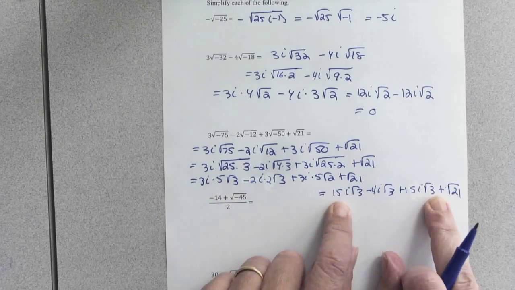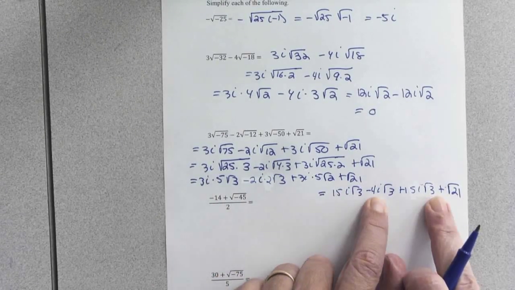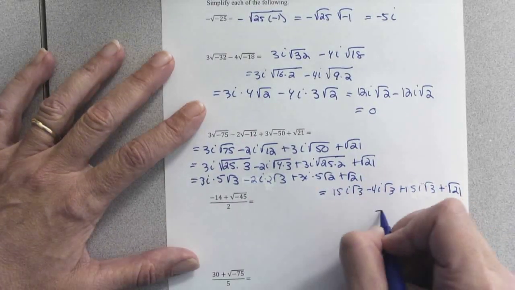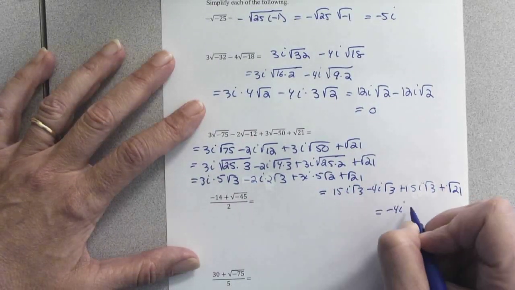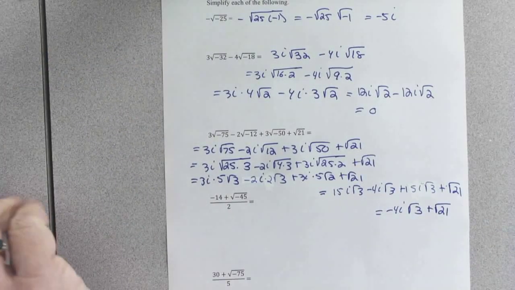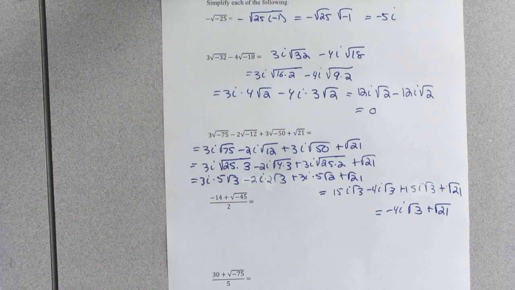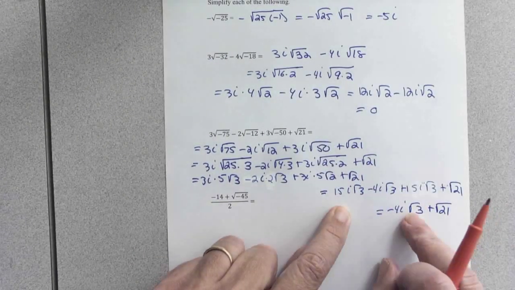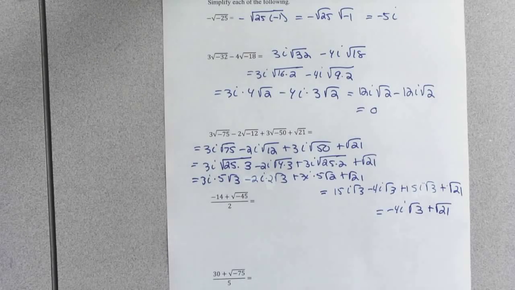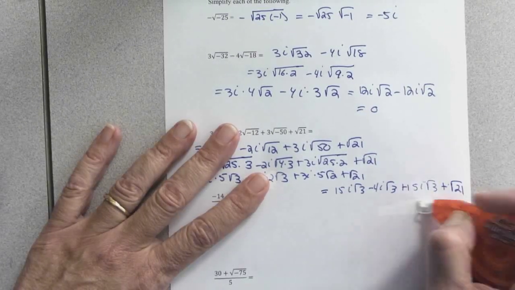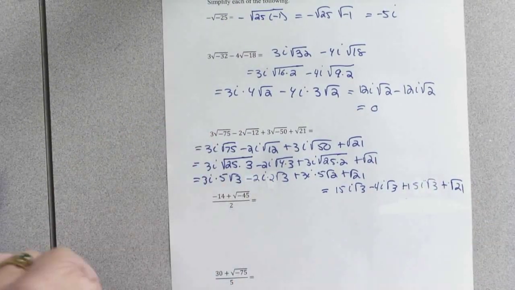Then these are all like terms here. 15i square root of 3 minus 4i square root of 3 plus 15i square root of 3. And so that's going to be negative 4i square root of 3 plus the square root of 21. And that problem is done. So right here, 15i square root of 3. Oh, that problem is not done because I did it wrong. So pretend that last line didn't happen. I misread my own handwriting, so let's white that out. Love the whiteout.